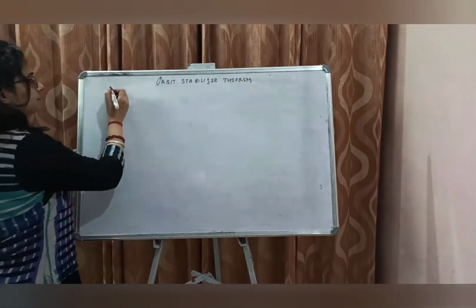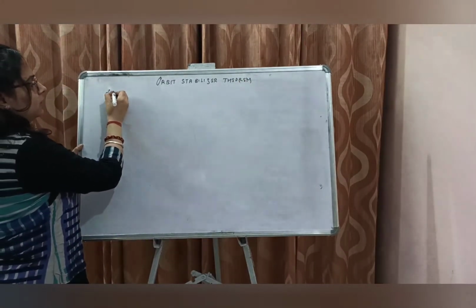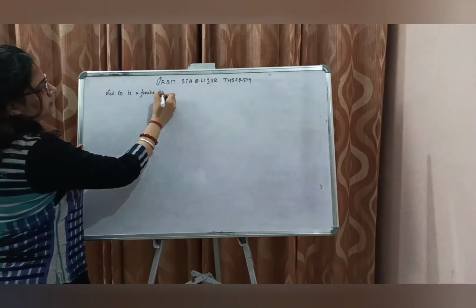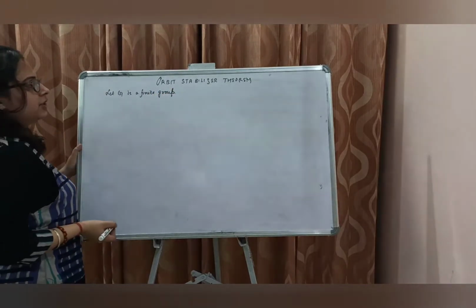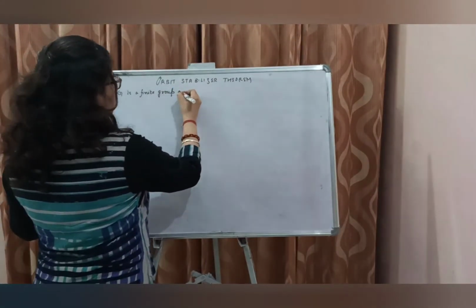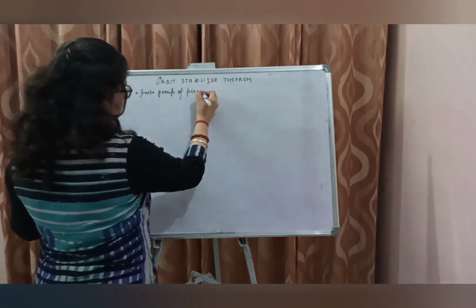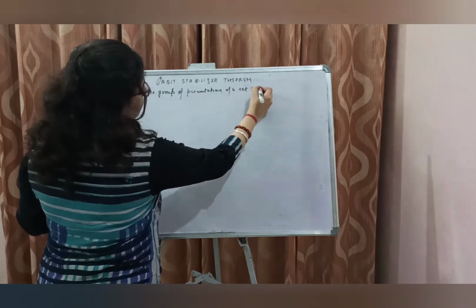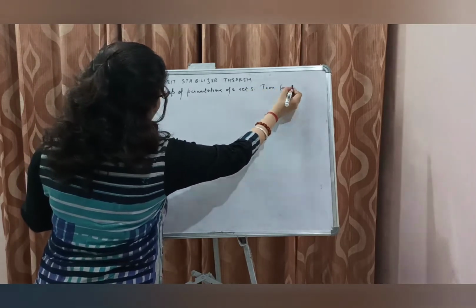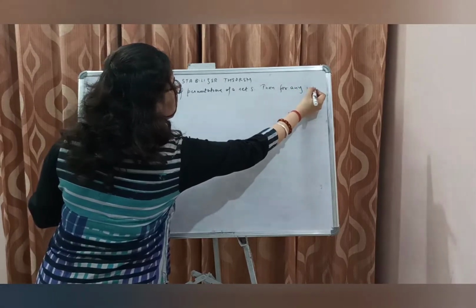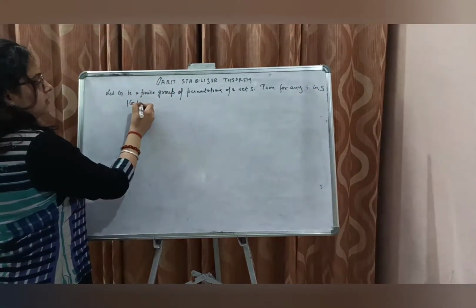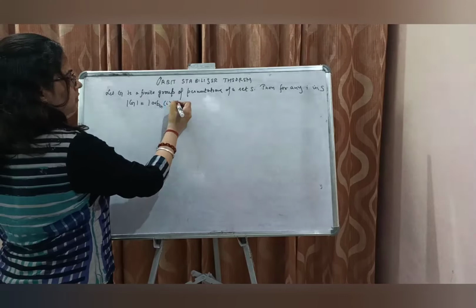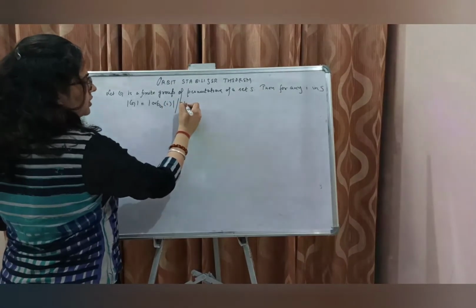Now what is this theorem? Let G be a finite group of permutations of a set S. Then for any I in S, the order of G is the same as the order of the orbit of I in G divided by the order of the stabilizer of I.